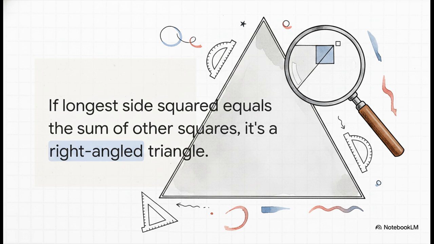Let's say you're looking at a totally random triangle, and you just happen to discover that the square of its longest side equals the sum of the squares of the other two. Well, congratulations. You've just proved that the triangle is absolutely flawlessly right-angled. It is literally a foolproof test for finding a true 90-degree corner.